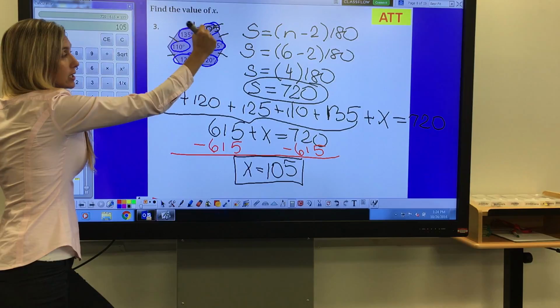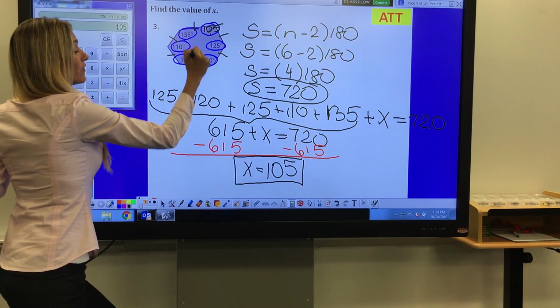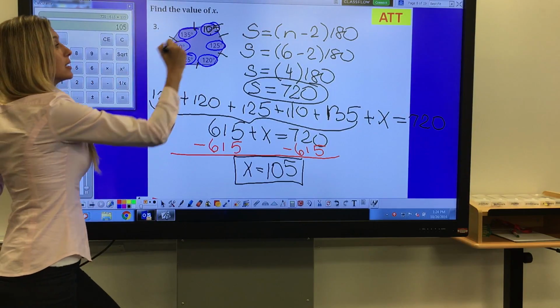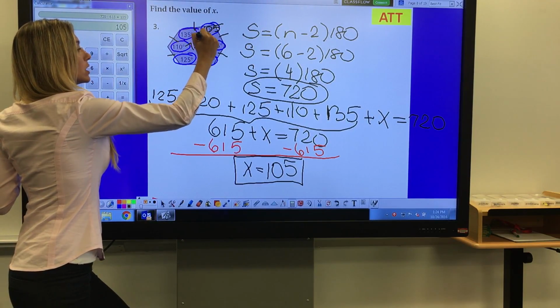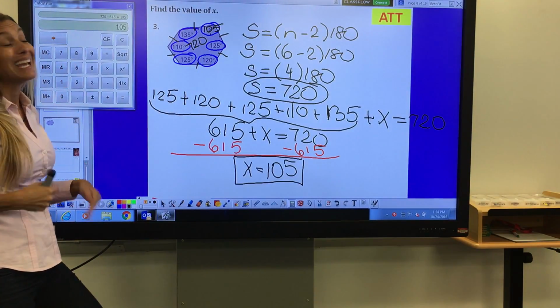Add all these numbers up, and you know the sum of all the angles of a hexagon, it has 6 sides, is supposed to equal 720 degrees. If you add all these up, you should get 720, and yes, you do.